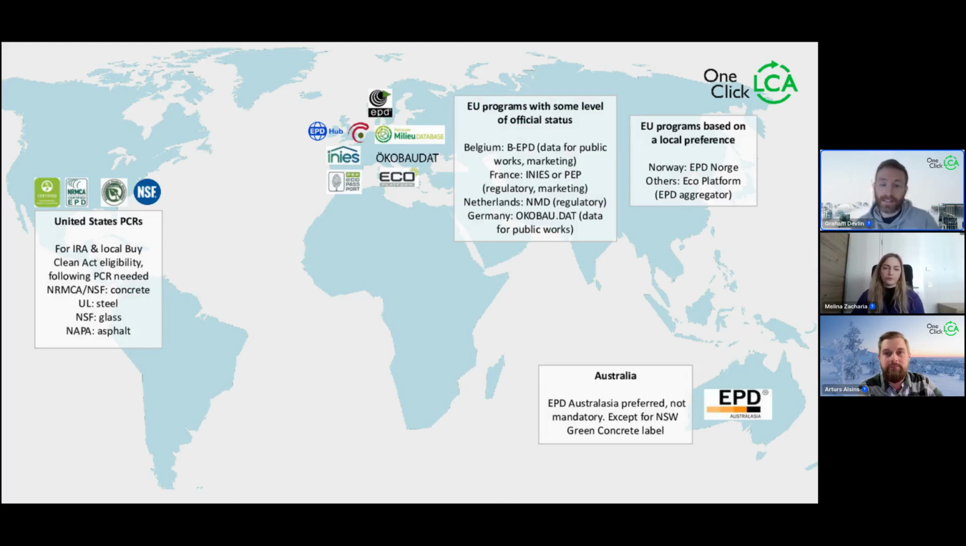Yeah, so basically EPD requirements differ from country to country, and that in itself can be challenging to keep up with. Here on the map, we can see some of the major operators in Europe, like INIES in France, EBU in Germany. In North America, program operators like UL Environment, NSF as well. And we also have the main one down under being EPD Australasia. And there are probably somewhere in the region of about 50 different program operators around the world.